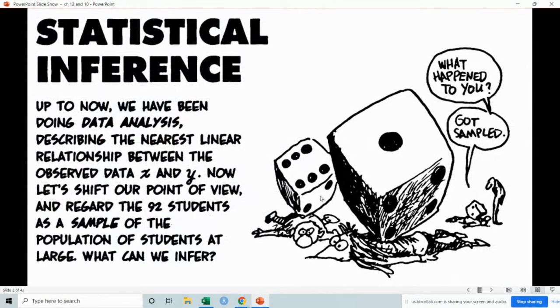So chapter 12, multiple regression. This is going to be part of inferential statistics. Up to now we have been doing data analysis, describing the nearest linear relationship between the observed data x and y in simple linear regression, so just one x and one y. Now we're going to shift our point of view and regard the 92 students as a sample of the population of students at large and try to determine what we might be able to infer from that.